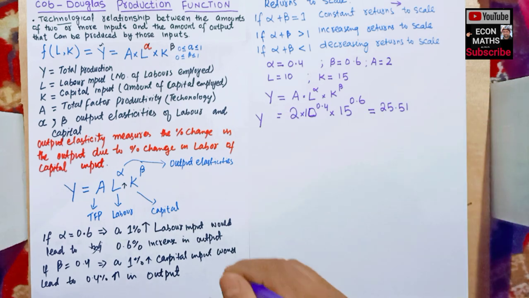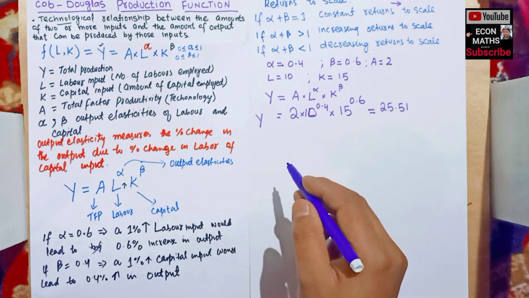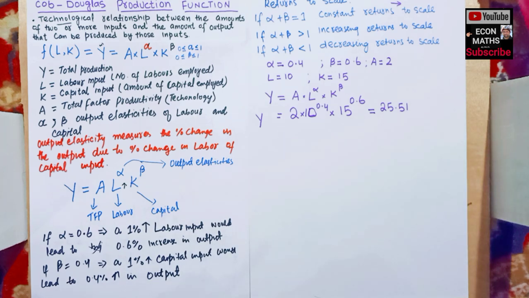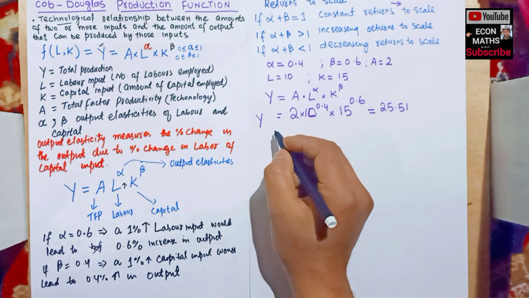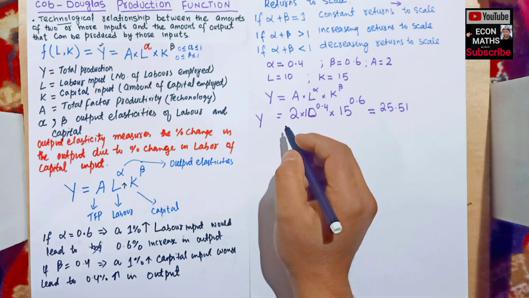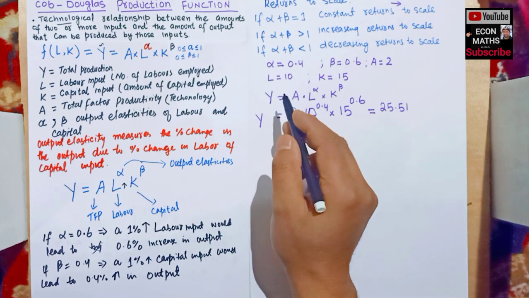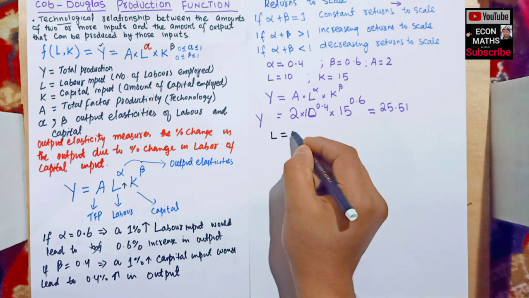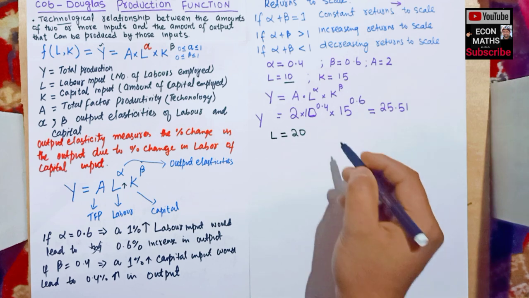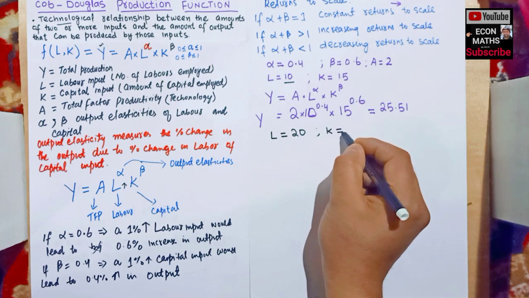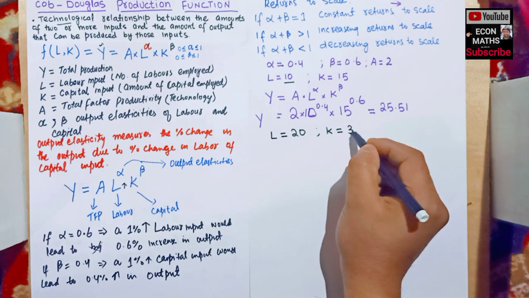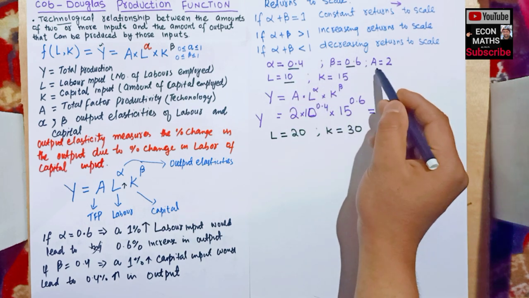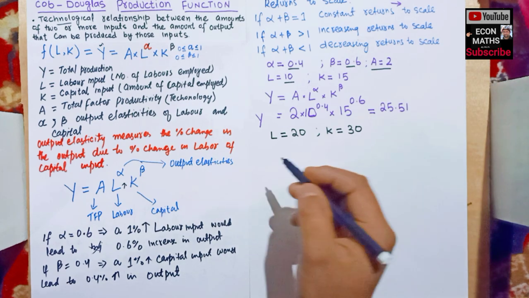That means employing 10 workers and 15 units of capital will give us 25 units of output. Now, let us say we double both labor and capital in this production function. We increase L to 20, that is double of 10. Similarly, K is also doubled, that is, in place of 15, we have 30. And these parameters are the same. We don't change them.